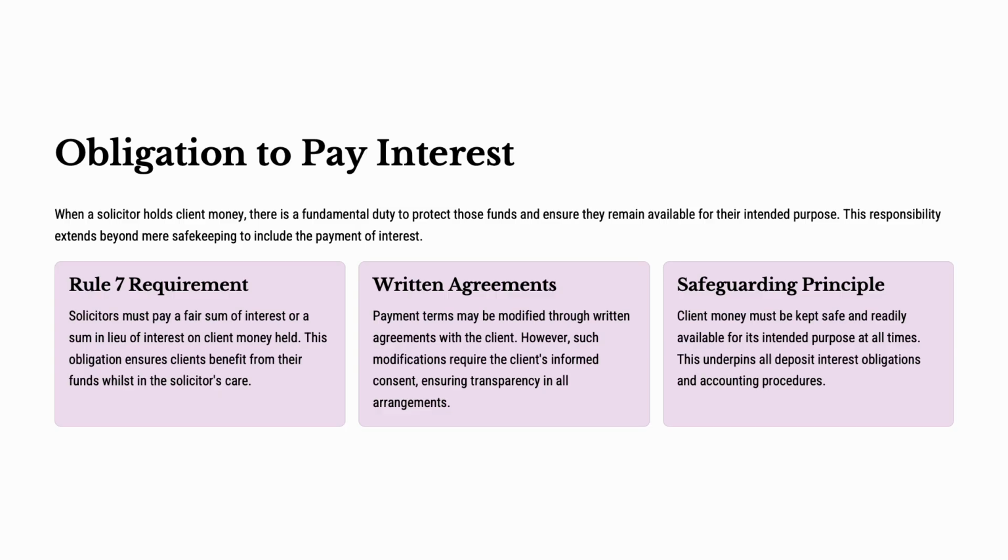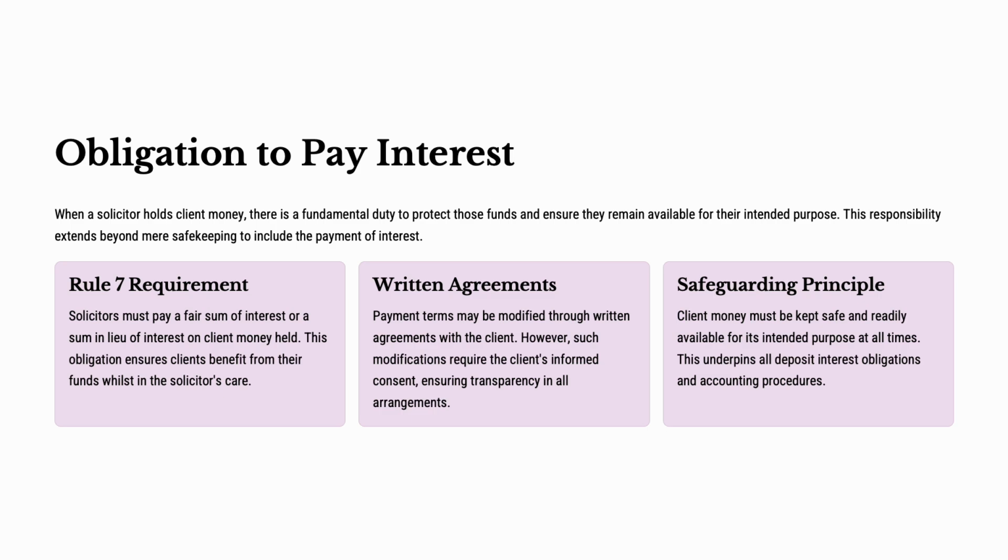On this slide, we talk about the obligation to pay interest, and that reminds us why the obligation exists. Client money must stay safe and accessible for its intended purpose under Rule 7. If the firm holds that money, even for a short period, it may generate interest. And that interest belongs to clients, not you. So Rule 7 requires a solicitor to pay a fair sum of interest or a sum in lieu of interest, but there is room for flexibility.